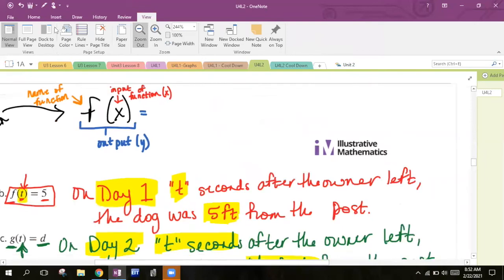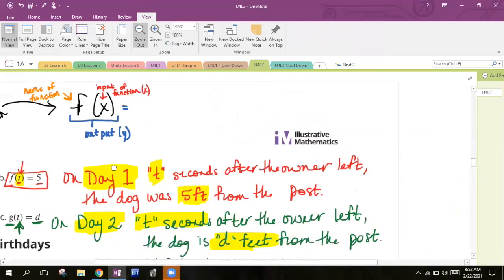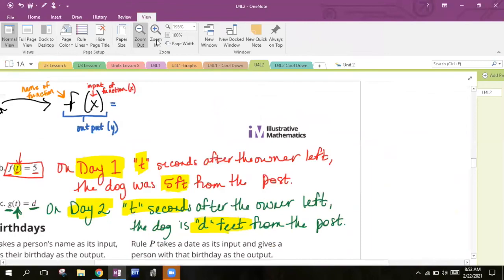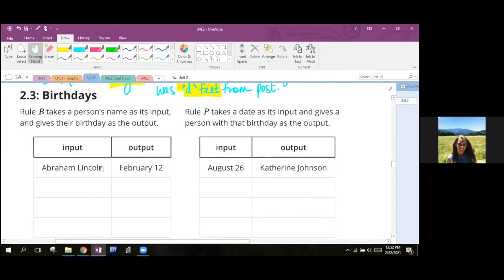Moving on to this last part, birthdays. We've got 2.3 birthdays. Rule B takes a person's name as its input, so that's going to be our X, and it gives their birthday as the output. You can see that here. Just for the record, this first table, its name, like we just talked about, is B. That's the name of the function.